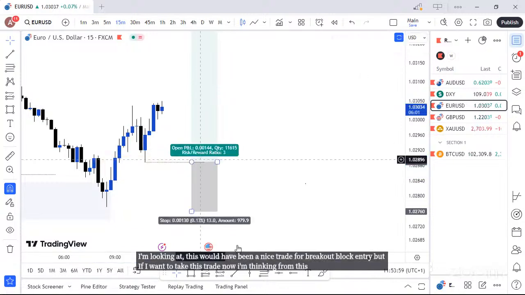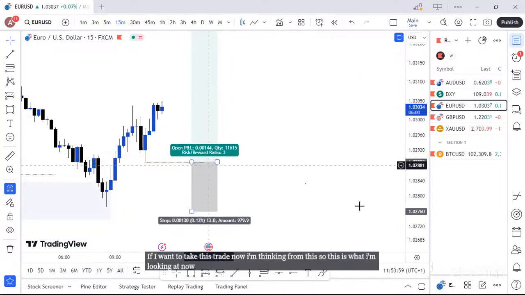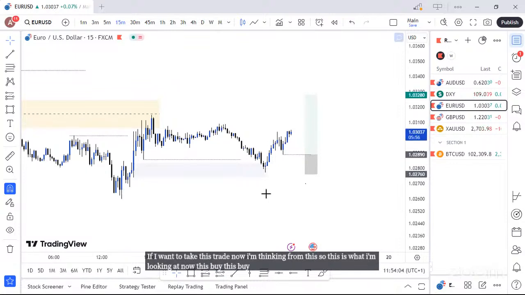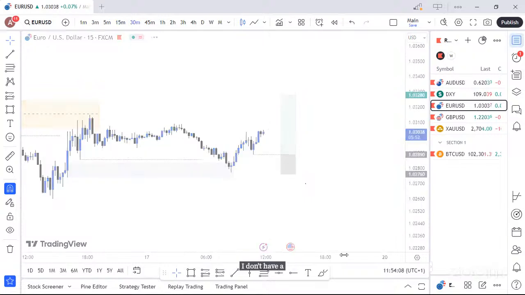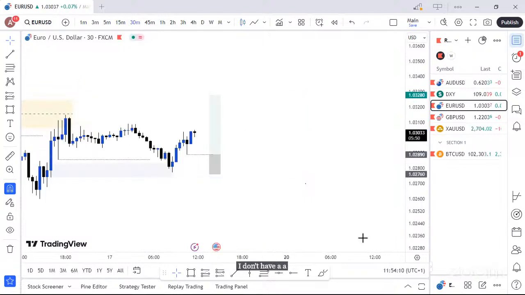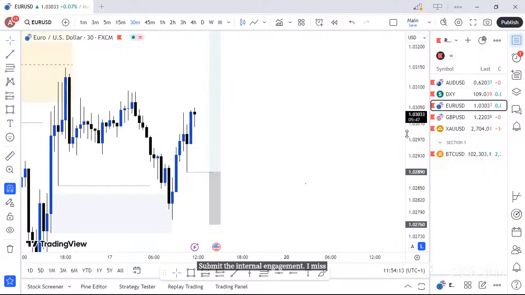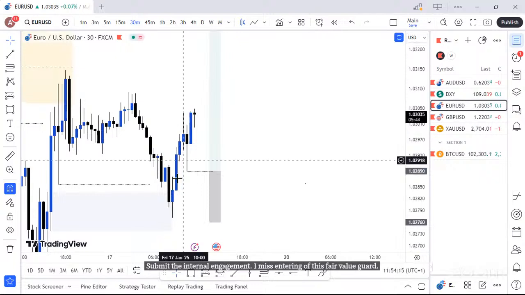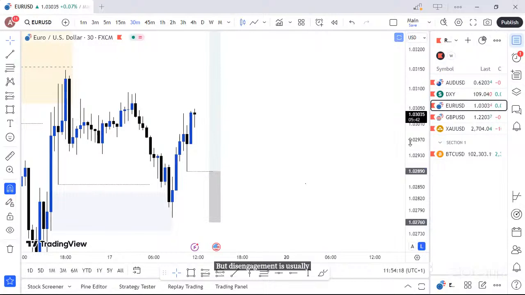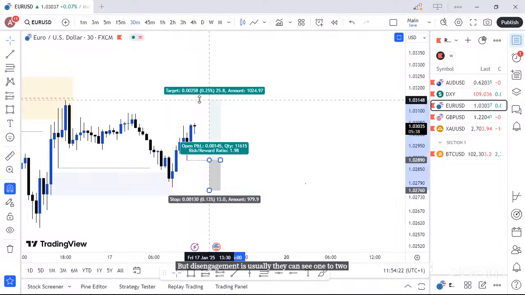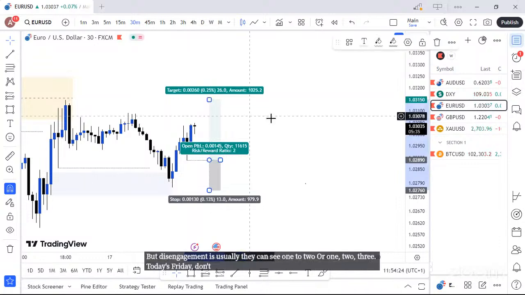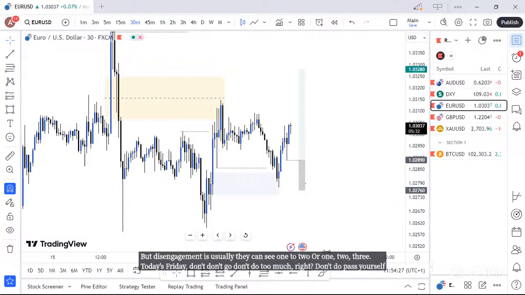So this is what I'm looking at now. This buy is what I'm looking at to enter. I'll enter off the inducement, since I don't have a very valid order block there. I missed entering off this fair value gap sharp, but this inducement is still not a bad place. So you can see this is a 1 to 3. Whether 1 to 2 or 1 to 3, today is Friday. Don't do too much, right? Don't push yourself. So that's what I'm looking at.